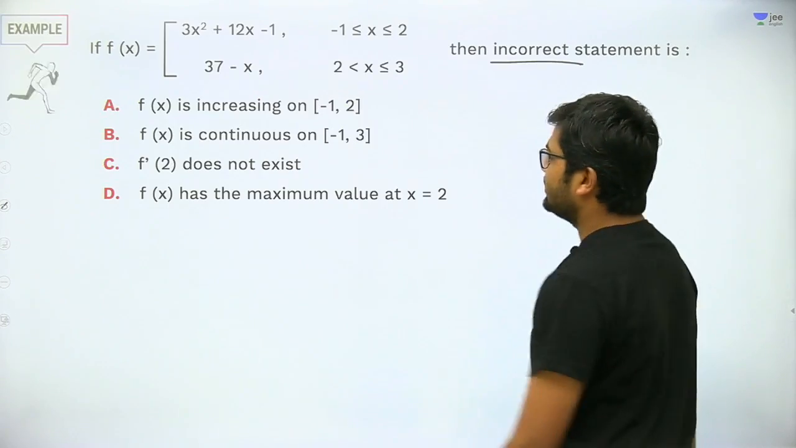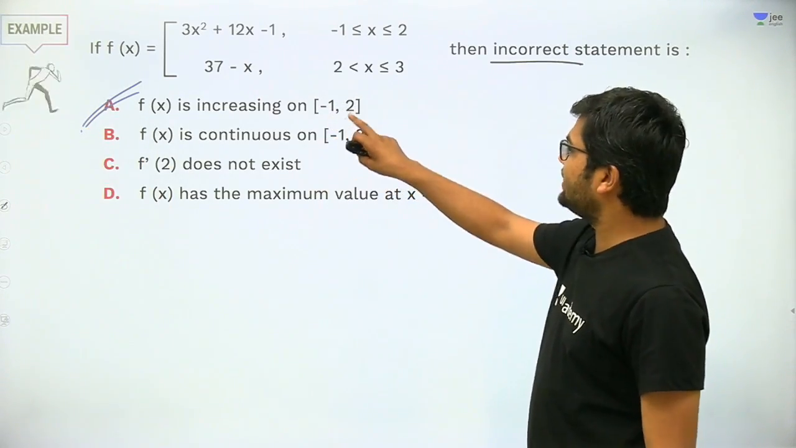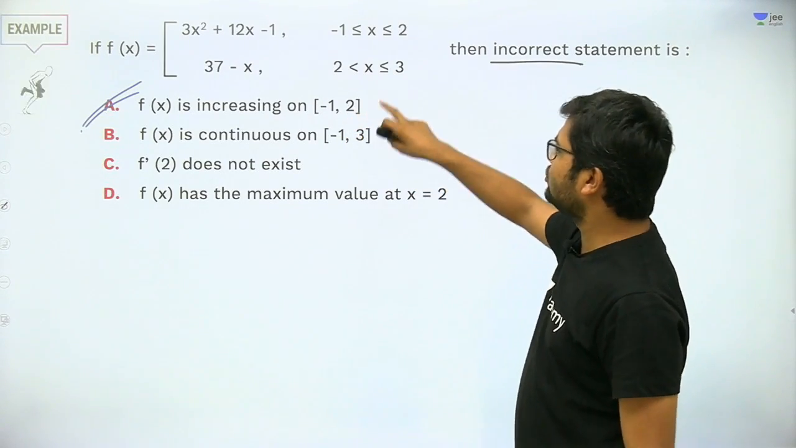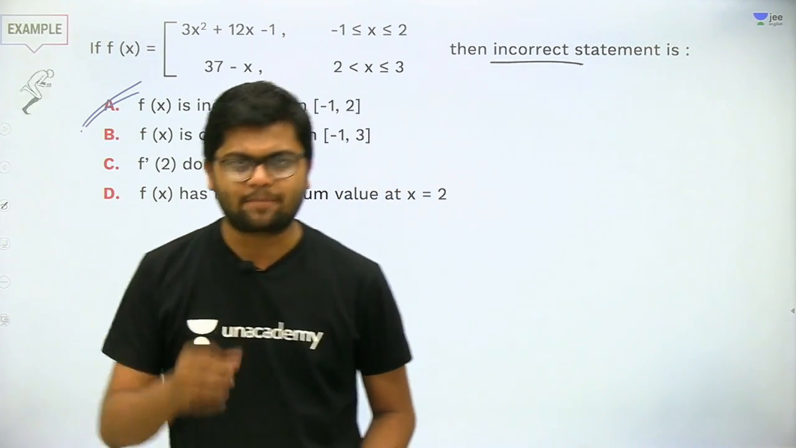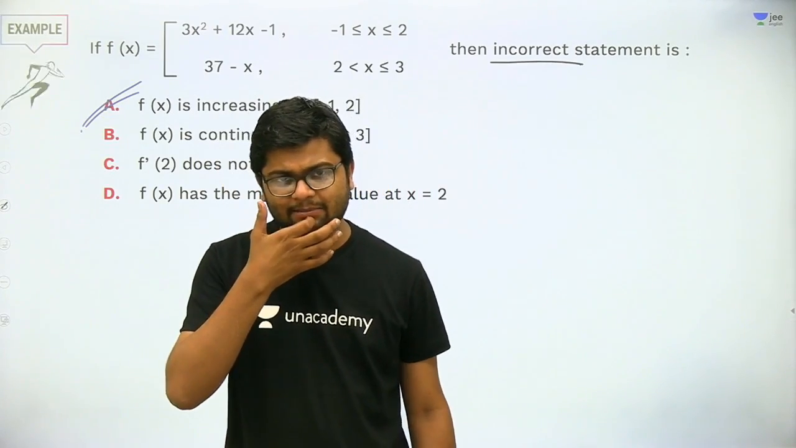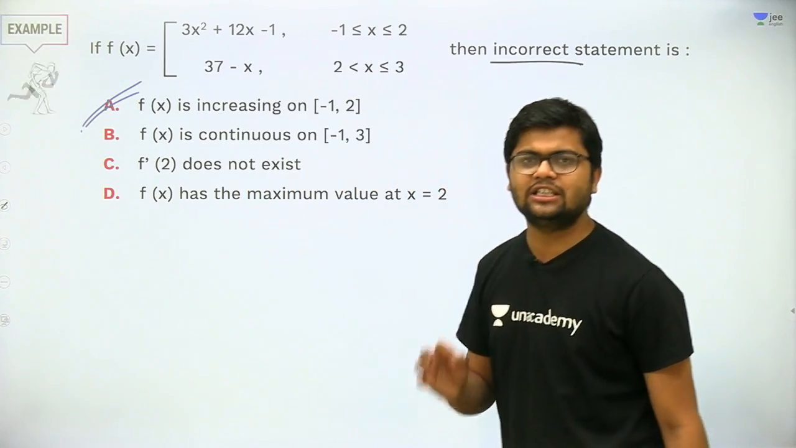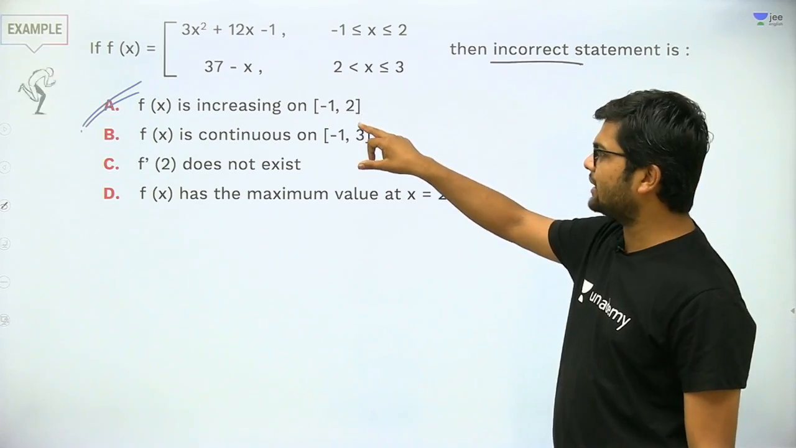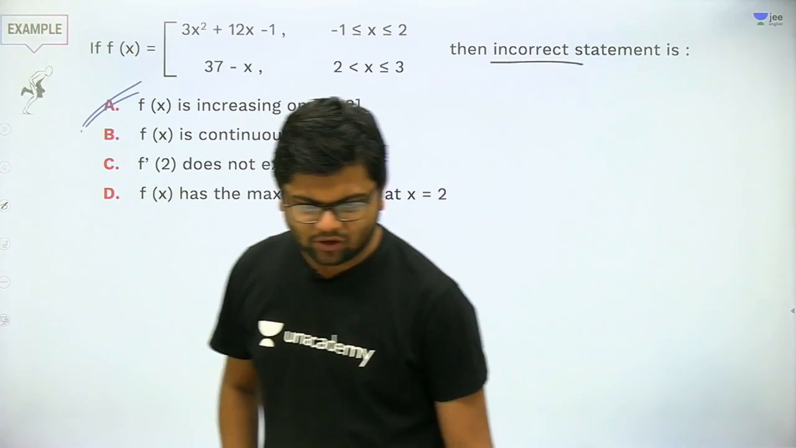Got my point? So the wrong statement will be A. f(x) is increasing on [-1, 2] closed. This statement is wrong, because why? On 2 closed it is not increasing, because exactly x is equal to 2 has become maxima. Therefore at 2 we cannot say that the function is increasing. Because of this closed bracket, this statement becomes incorrect. I hope everybody got the answer.